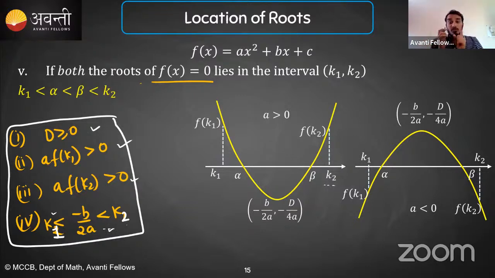So if your roots are lying between two numbers, let's say k1 and k2, then D should be positive, a into f of k1 is positive, a into f of k2 is positive, and the x coordinate of your vertex should lie between k1 and k2. Is this clear? Is there any doubt?